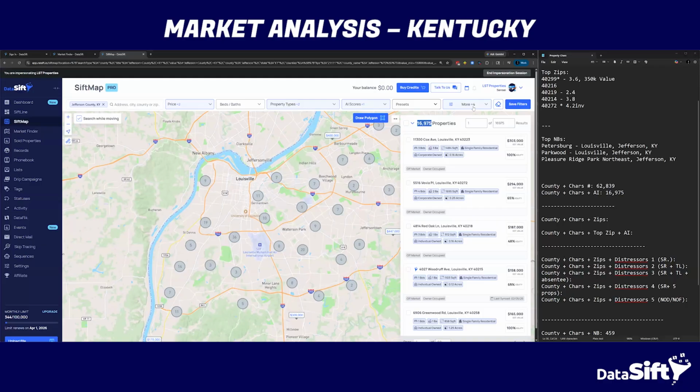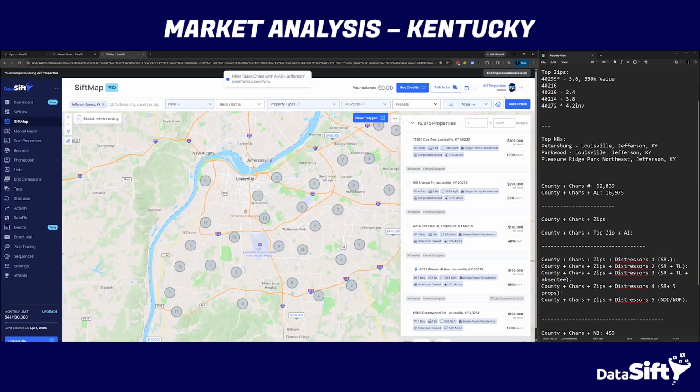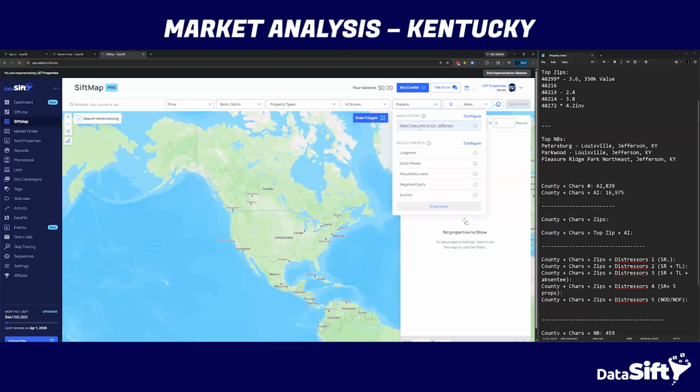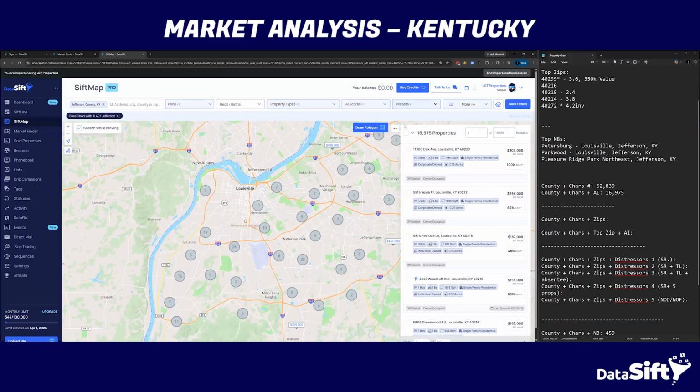But first, I'm going to save this filter for him. That way we can have it as we're doing this. I'm going to call it base chars with AI 40 plus Jefferson. That way, if he wants to, I can click on dashboard, click back to SiftMap, click this drop down and click on that, and it gives me that filter all set up so I don't have to do it again.